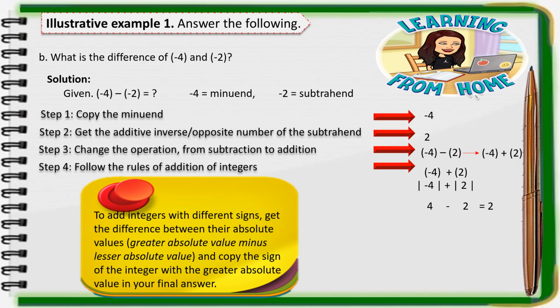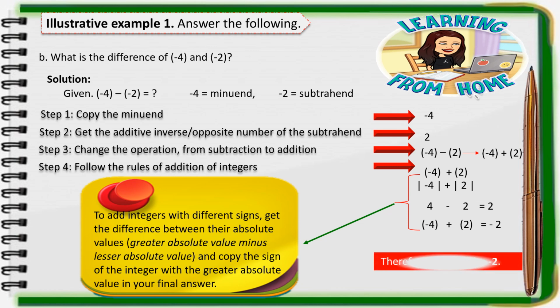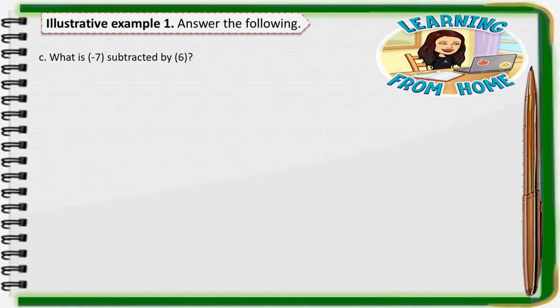We have here negative 4 plus negative 2 equals negative 2. Negative ang ating magiging final answer dahil ang mas mataas na absolute value ay 4, at ang kanyang pinanggalingan ay mula kay negative 4. So, negative ang masusunod. Okay? So, that's it. Third example.